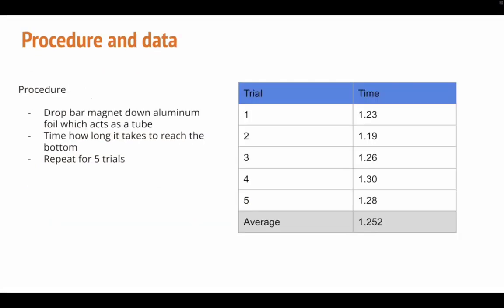Procedure and data. The procedure was to drop the bar magnet down an aluminum foil, which acts as a tube, and then to time how long it takes for it to reach the bottom, and repeat this for 5 trials. The 5 trials are shown on the right with the average time listed at the bottom.